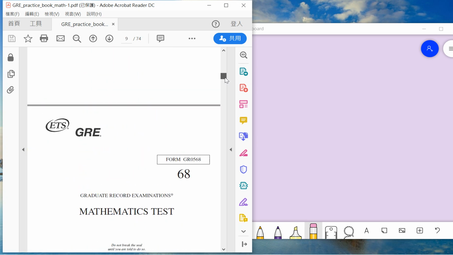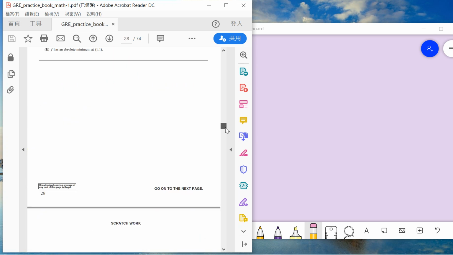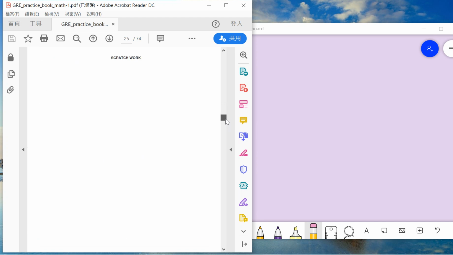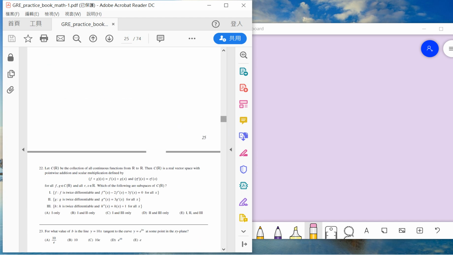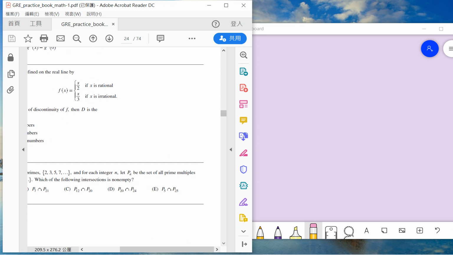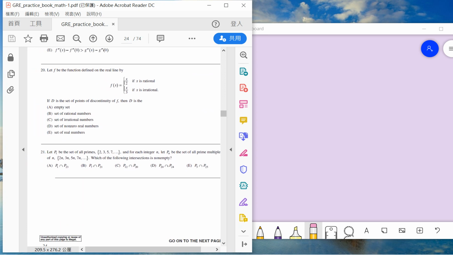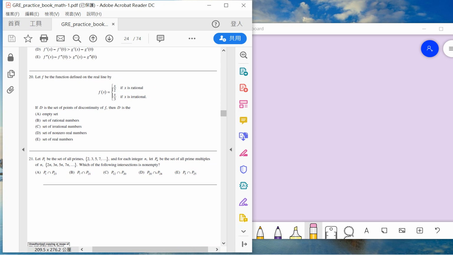Today we keep solving Math GRE 0568. We start from 2021. P1 is the set of all primes 2, 3, 5, 7, and for each n, Pn is the set of all prime multiples of n2, n3, n5, n7, where the following intersection is non-empty.